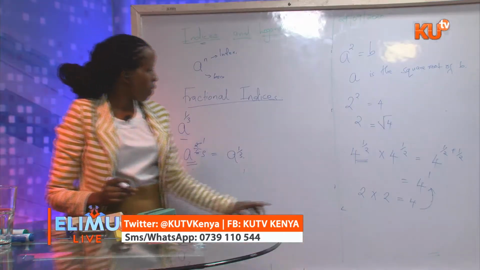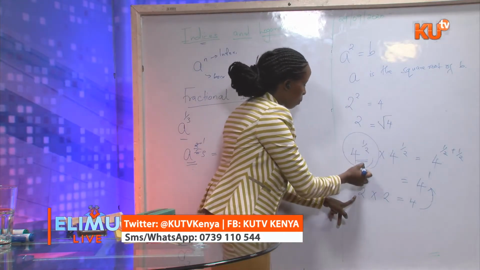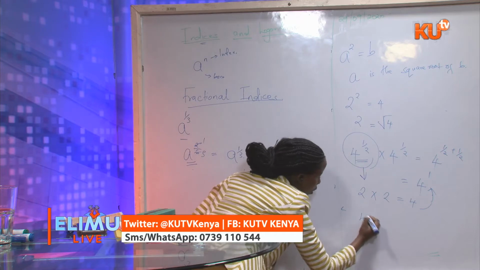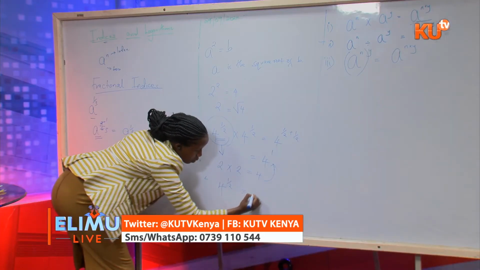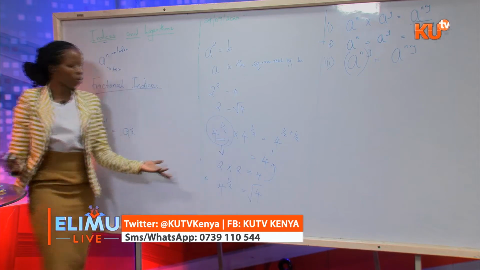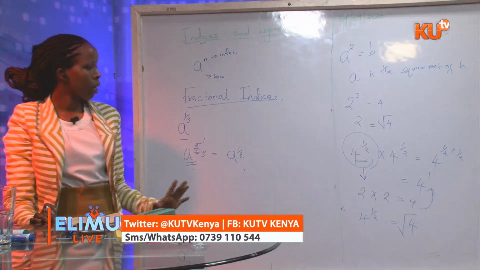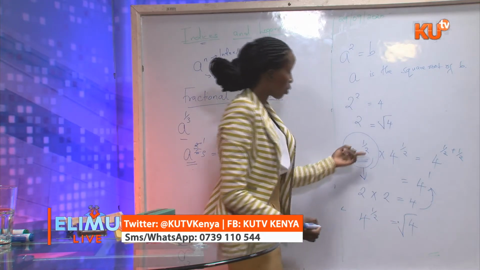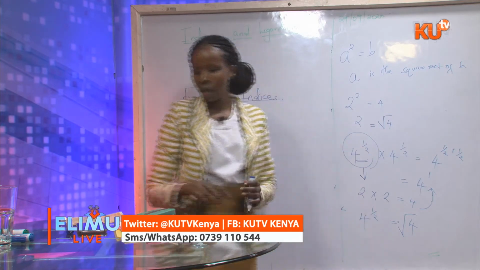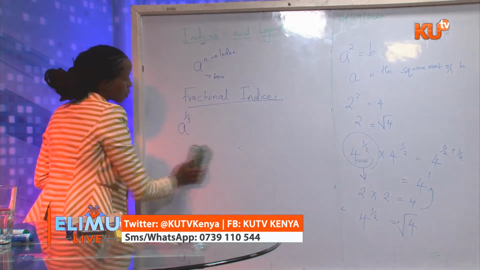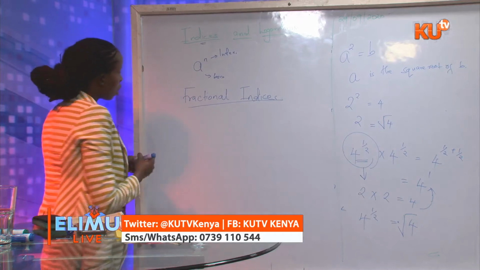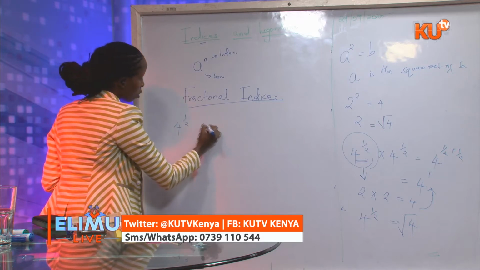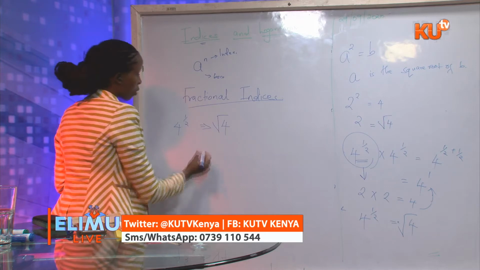So what does this mean? That 2 is the same as this number here. And what would that mean? That 4 raised to a half is the same as the square root of 4. Remember, the square root has a 2 here, but we just don't show it, which is the same as a half. What I want to simply say is that if I have 4 raised to a half, this will also mean the square root of 4.